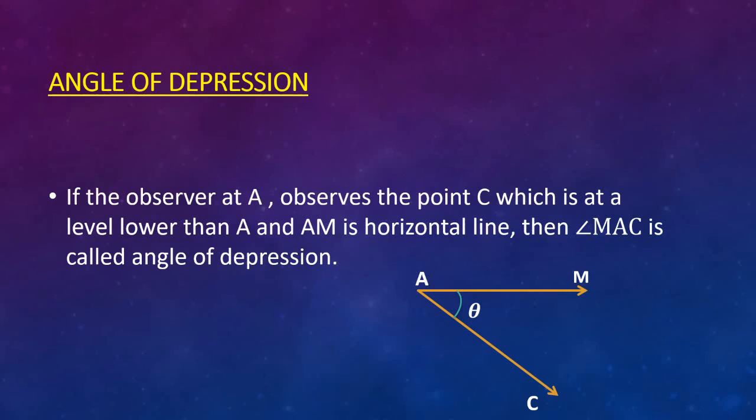The definition of angle of depression is: if the observer at A observes the point C, which is at a level lower than A, and AM is a horizontal line, then angle MAC is called the angle of depression.